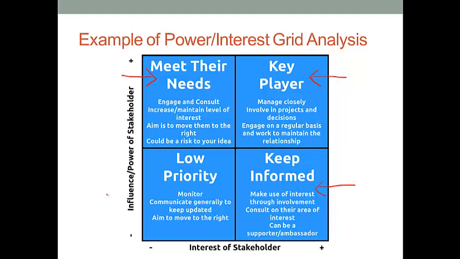Next, let's talk about the last group, the one on the bottom left corner. This group has a low interest in our project, and also they have a low influencing power on our project management process. Can you give me an example of this stakeholder group? Let's say we hire an advertising agency to promote our smartphone. Then this agency would fall into this stakeholder group.